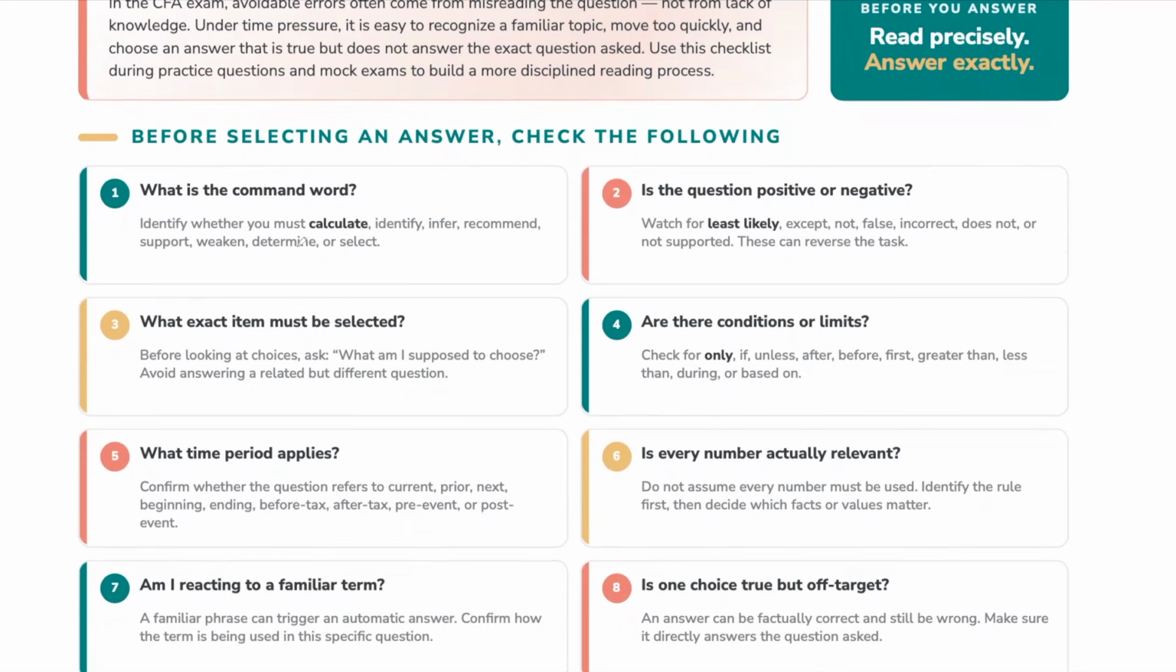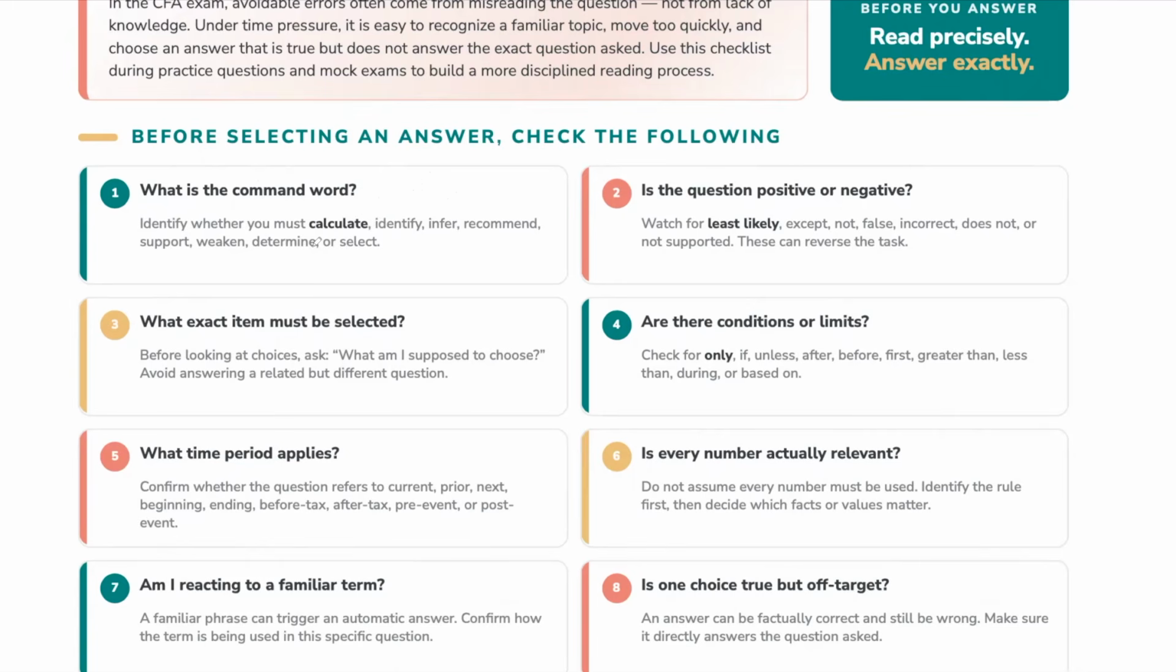Like, let's say an analyst says a company's profit margin will improve next year, then a statement about lower supplier costs supports that conclusion. A statement that the industry is competitive may also be true, but it does not support margin improvement in the same direct way. So before you start solving, pause for half a second and ask, what job has the question given me? That little pause can save you from going in the wrong direction. This sounds small, but it's huge.